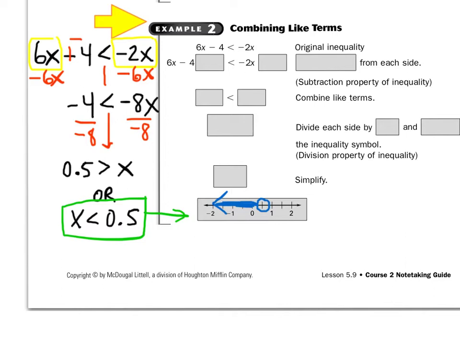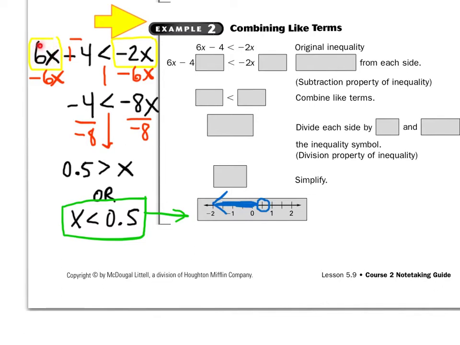I want you to notice something. See how the wall is down here? And I want you to notice that there are X's on the left-hand side and X's on the right-hand side. I want you with a different color to put a box around the 6x and a box around the negative 2x. Now, here's the deal. You can't have X's on both sides of the wall. So you have to pick one team to destroy. It doesn't matter which side.